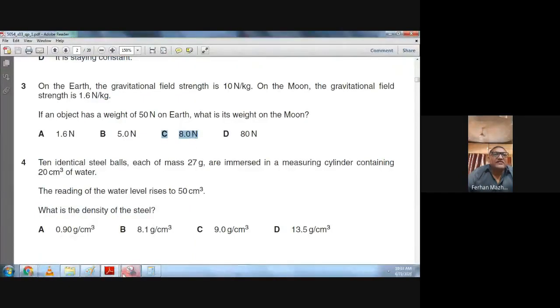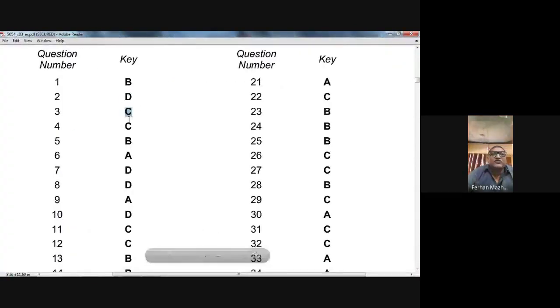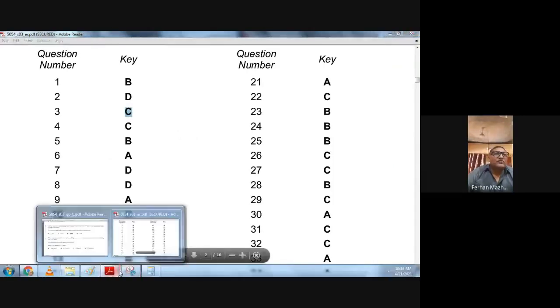Question number 3, C is the option. Let's check the marking scheme. Question number 3, C is the right option. So our question number 3 is correct. So let's move to the next part.